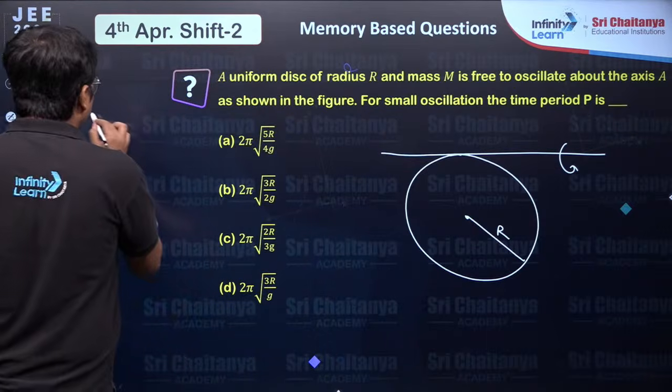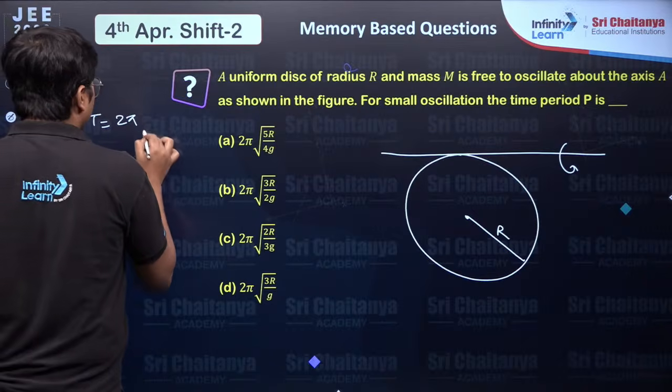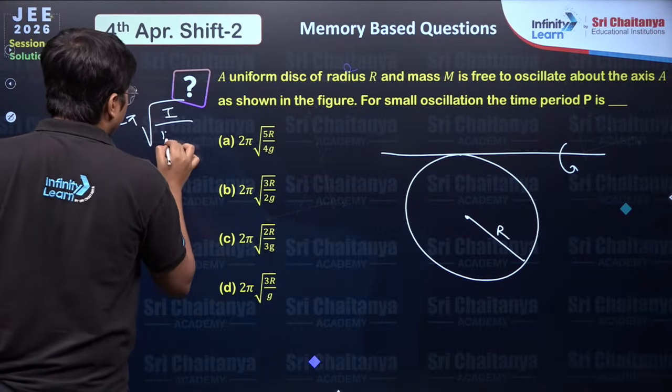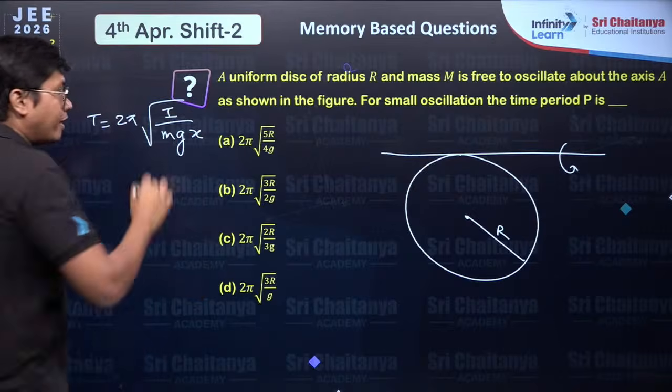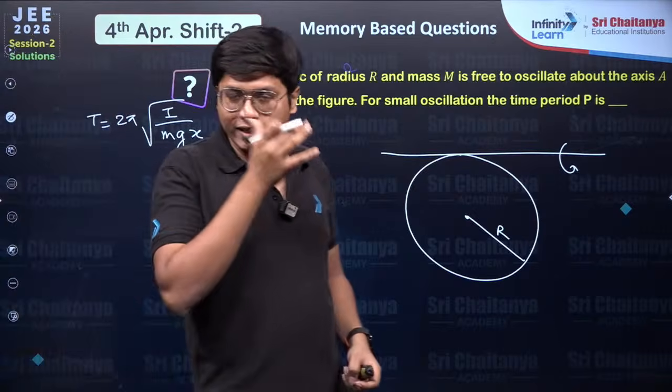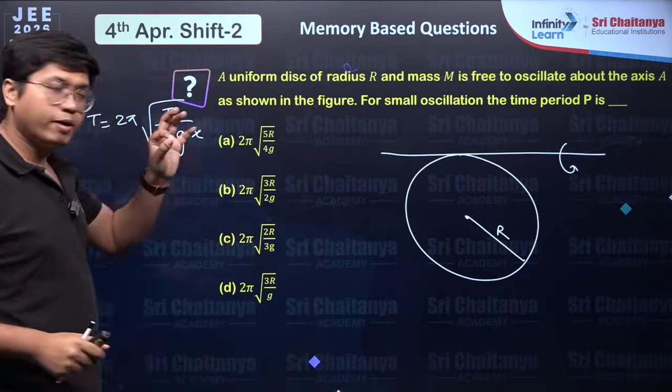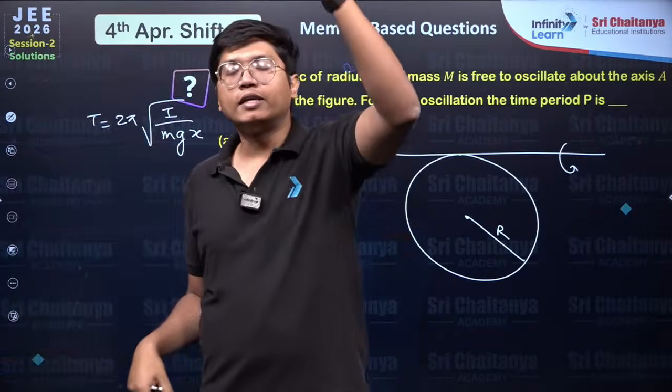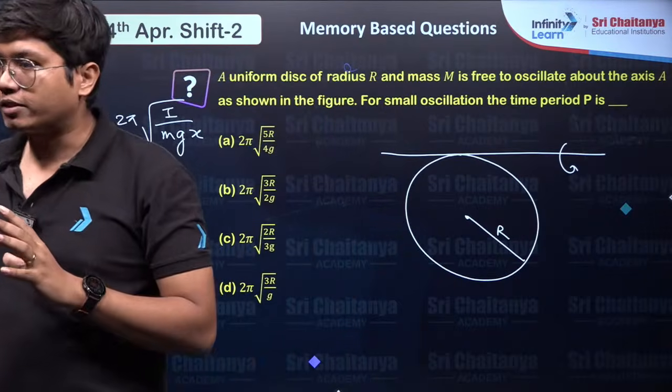In a physical pendulum, the time period formula is 2 pi root over I by mgx. I refers to the moment of inertia about the turning axis. x refers to the perpendicular distance from the axis to the center of mass.